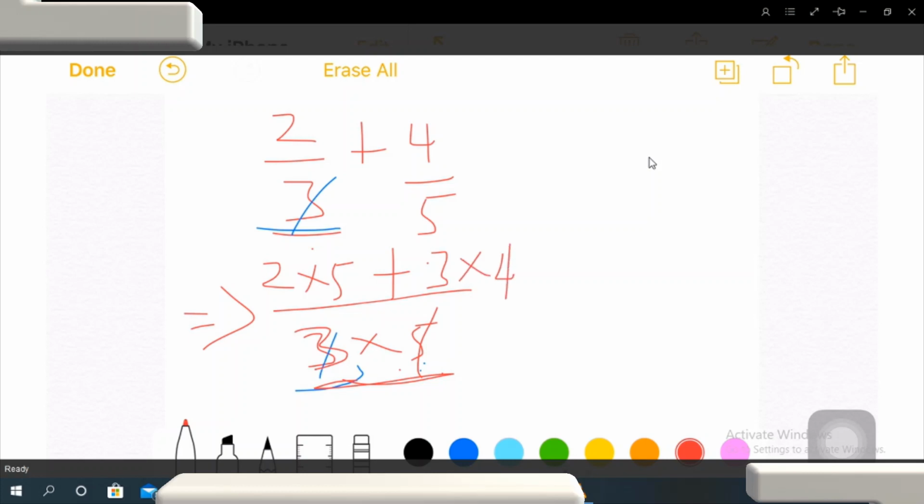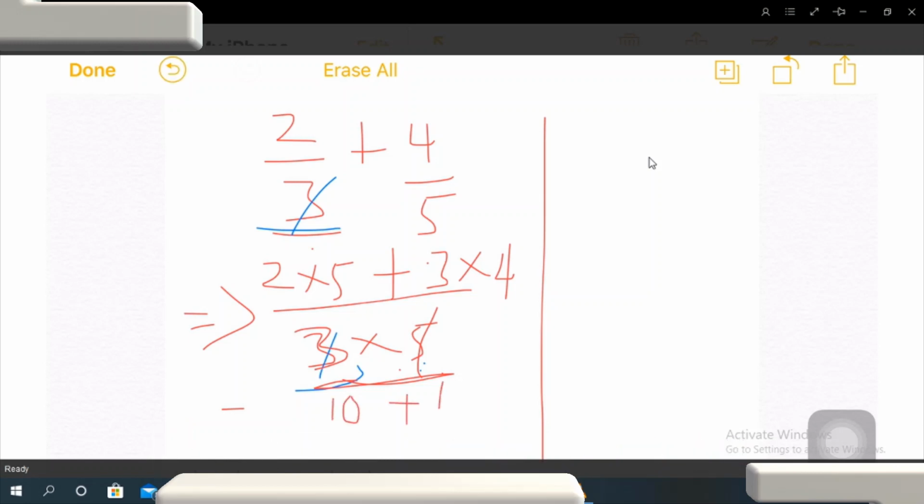Now on the other hand, so let me finish this. So 2 times 5 is 10 plus 12. 3 times 5 is 15, which will give me 22 over 15. Very good. Now let's do this.